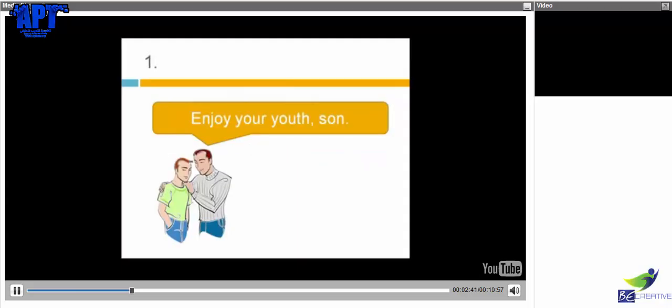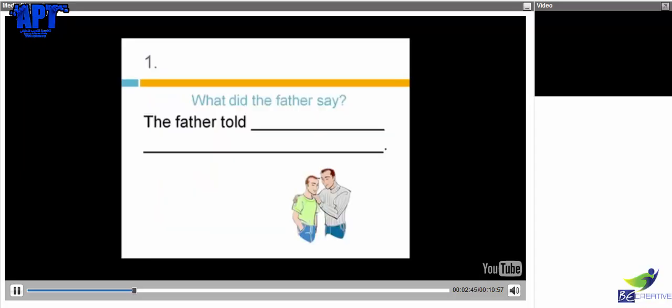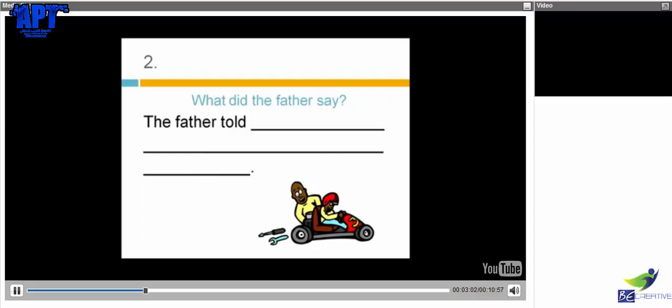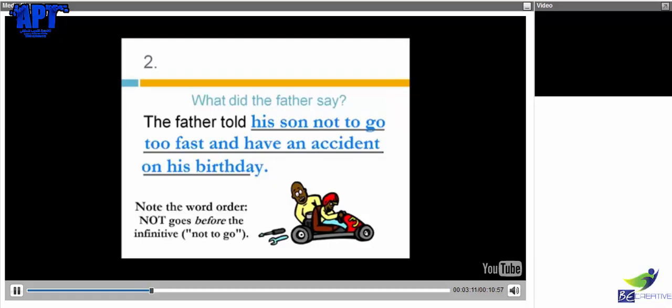1. Enjoy your youth, son. What did the father say? Answer. The father told his son to enjoy his youth. 2. Don't go too fast and have an accident on your birthday. What did the father say? Answer. The father told his son not to go too fast and have an accident on his birthday.